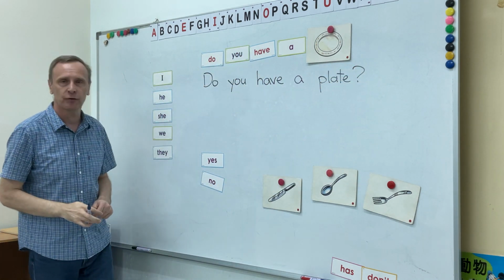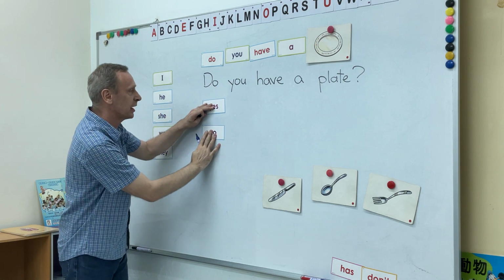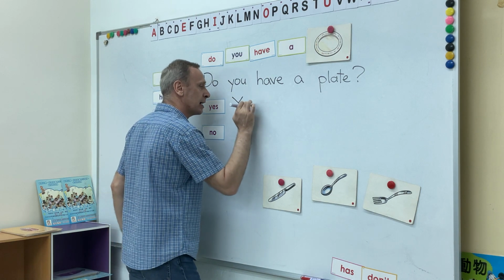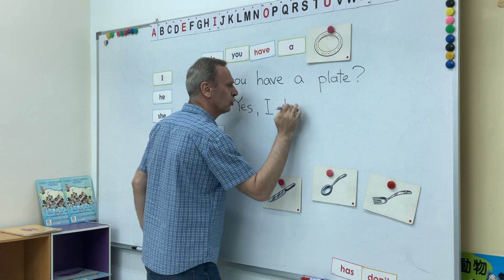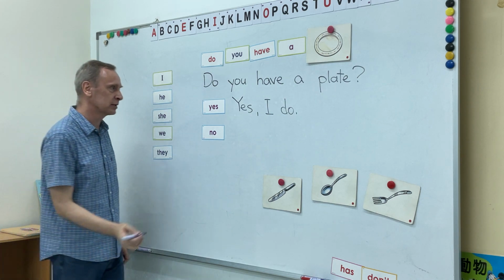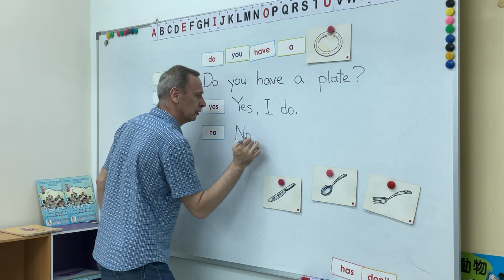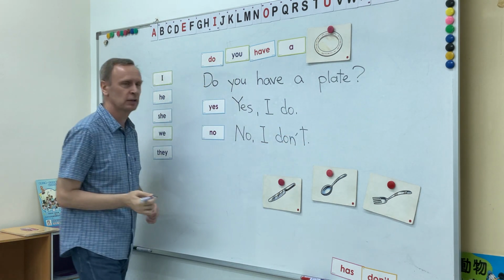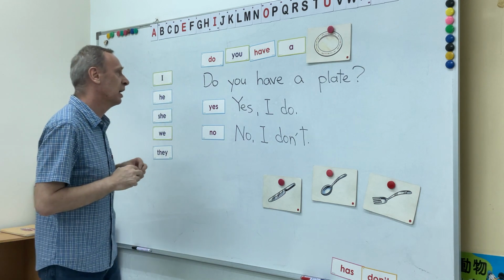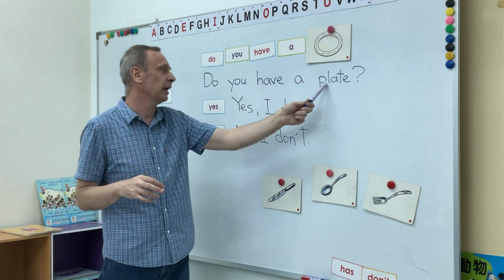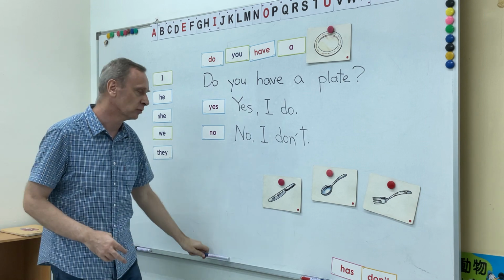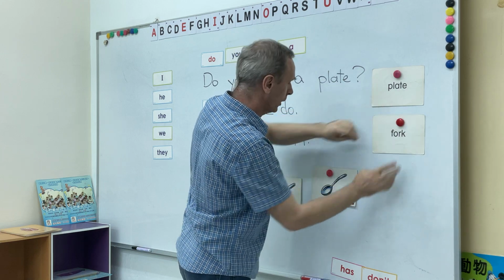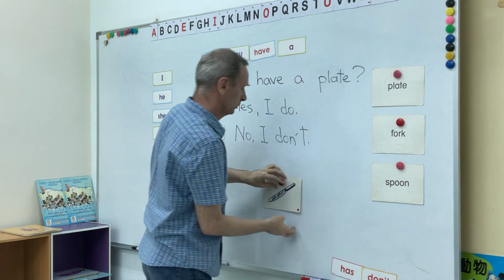When we say "Do you have a plate?" of course there are two answers: yes and no. It's always yes and no. If yes, it goes like this: Yes, I do. And if it's no, it goes like this: No, I don't. So now let's see. Do you have a plate? Yes, I do. No, I don't. And one more time, let's take a look. A plate, a fork, a spoon, a knife.